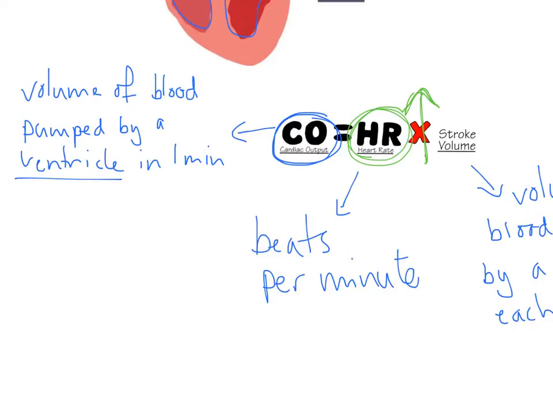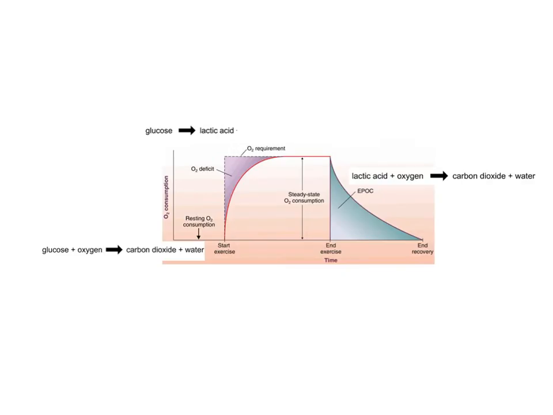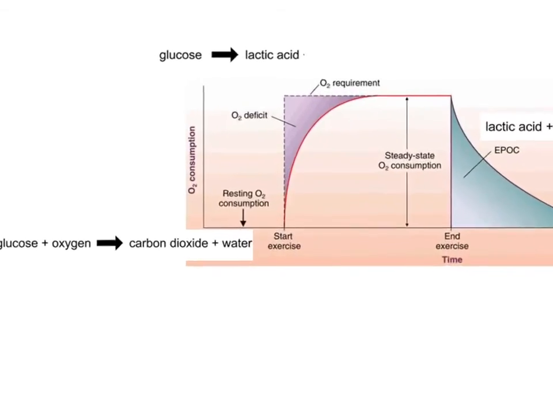There is a limit to that though. The heart can only beat so many times per minute, and then we start to get problems. So what are those problems? What happens when we reach a limit on the number of times your heart can beat and the amount of oxygen we can deliver?